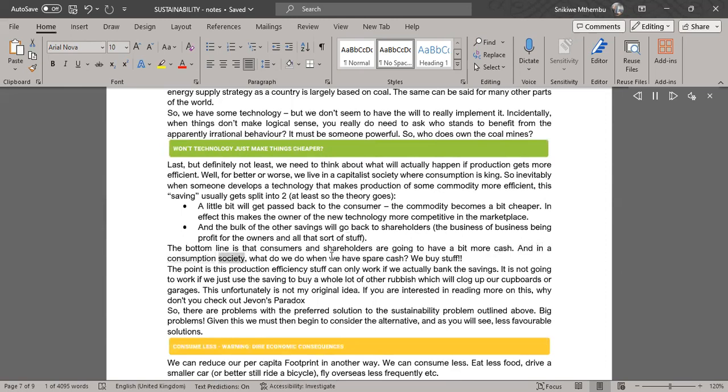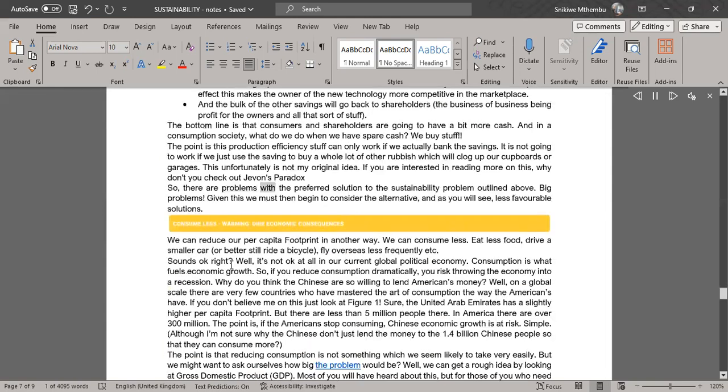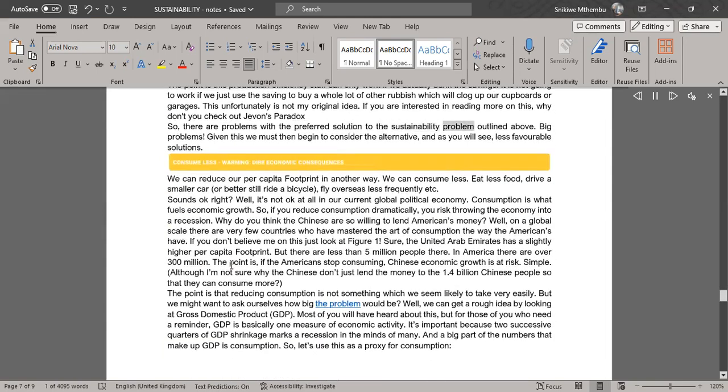And in a consumption society, what do we do when we have spare cash? We buy stuff. The point is this production efficiency stuff can only work if we actually bank the savings. It is not going to work if we just use the saving to buy a whole lot of other rubbish which will clog up our cupboards or garages. This unfortunately is not my original idea. If you are interested in reading more on this, why don't you check out Jevons paradox? So, there are problems with the preferred solution to the sustainability problem outlined above. Big problems.